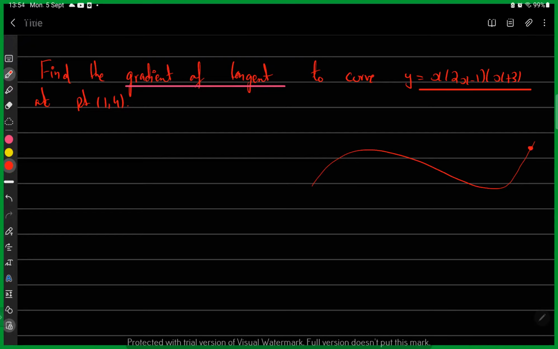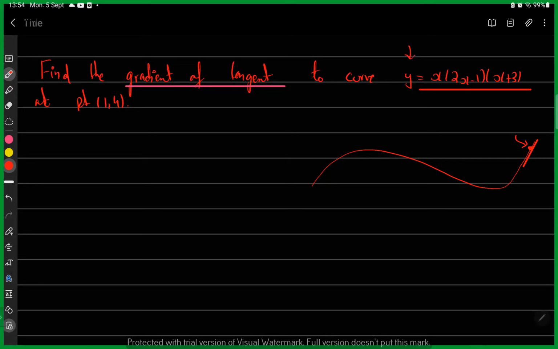So the gradient of tangent means that I am going to have a line at this point and I need to find the gradient of this line. And how do I find the gradient of this tangent line? By finding the gradient of the curve at this point. And how do I find the gradient of the curve at this point? By differentiating this equation and then by plugging in the x coordinate, right?